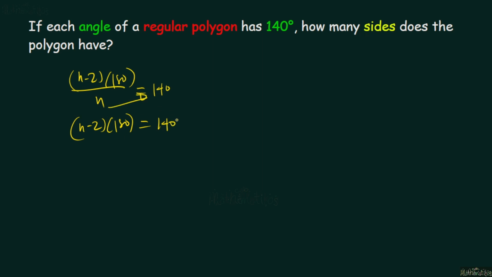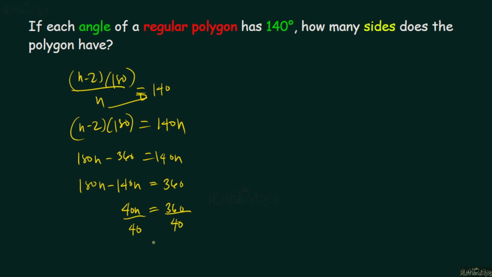Transfer the n. We have n. So we have 180 minus... solve for n. So we have 40n is equal to 360. So divide both sides by 40.